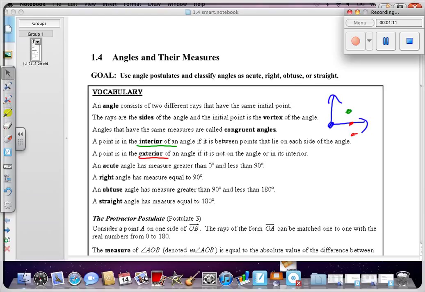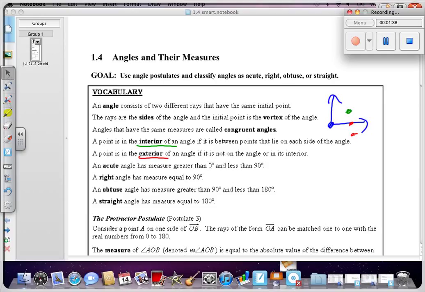And here are some very, very important postulates that you should be writing down. The protractor postulate: consider point A on one side of OB. The rays of the form OA can be matched one to one with the real numbers 0 to 180. All this means is that when you take out your protractor and stick it on an angle, it measures the angle. It works with a protractor. Kind of like the ruler postulate.